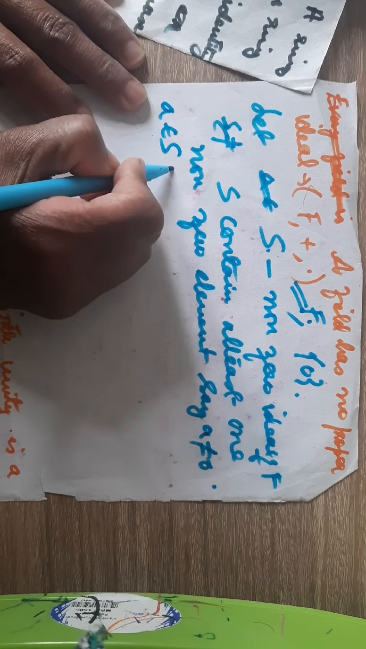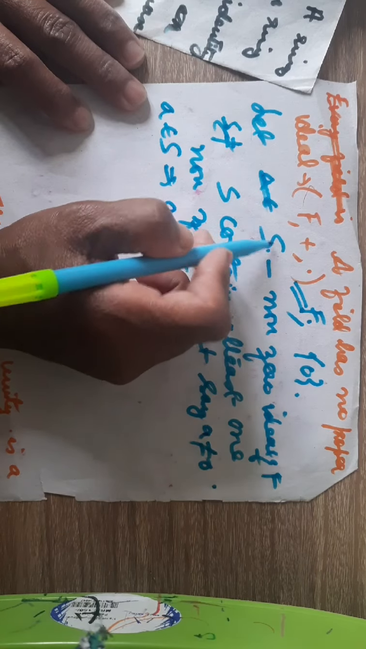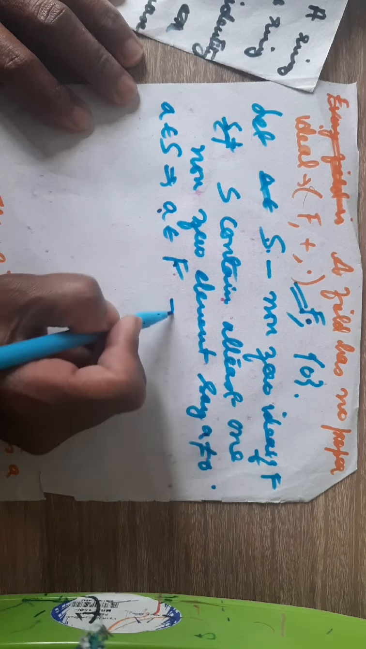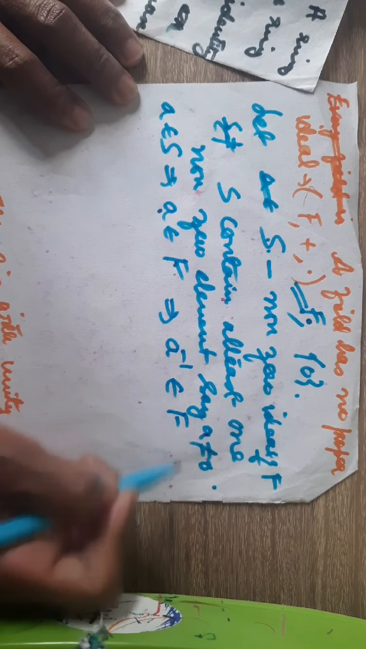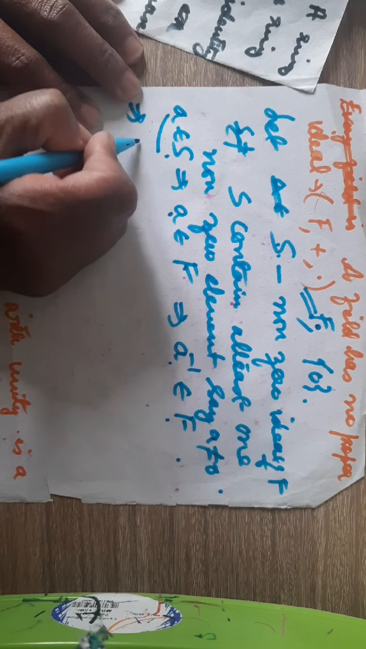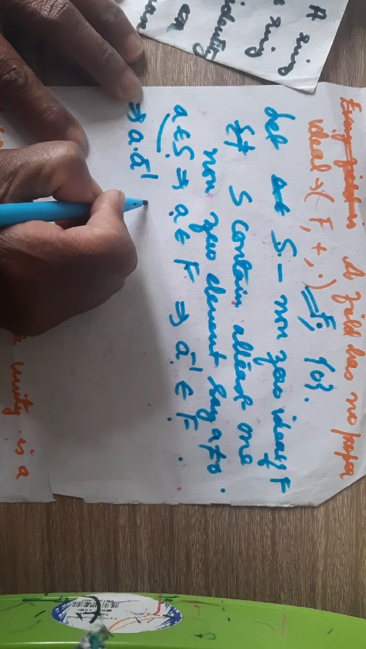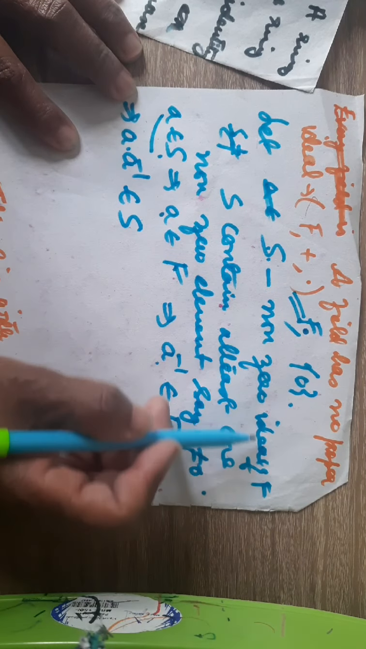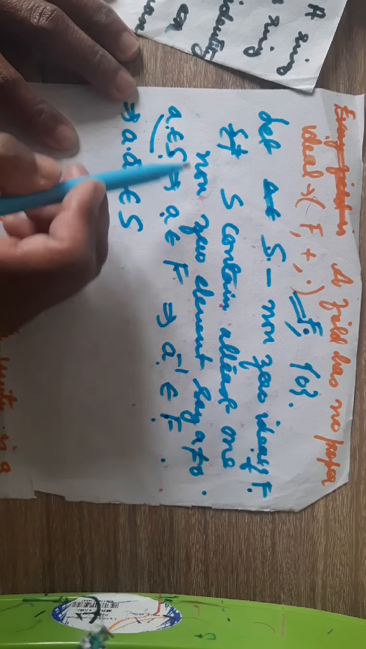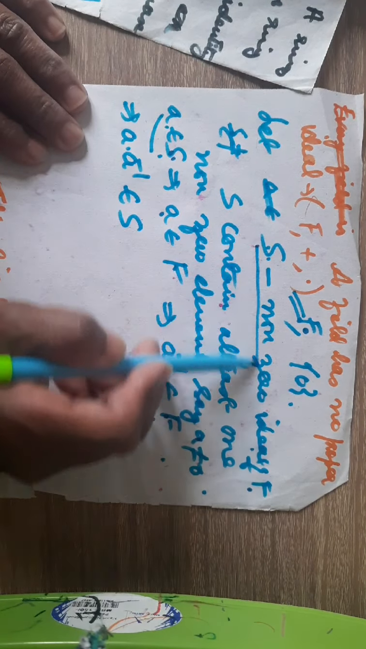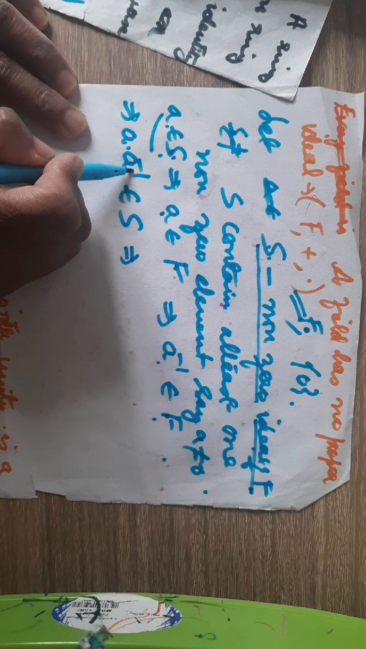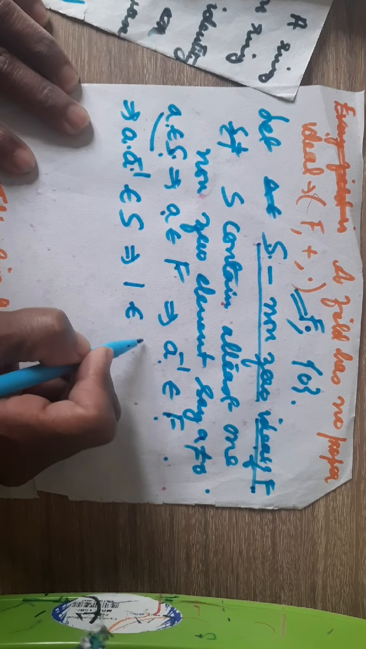Now A belongs to S implies that A belongs to F also, because S is a subset of F. And since F is a field and A is a non-zero element, A inverse also belongs to F. Now A belongs to S and A inverse belongs to F implies that A into A inverse will belong to S. Why is this possible? Because S is an ideal of F. That is, the product of an element in S and an element in F must be in S. So what is A into A inverse? It gives you 1. So 1 belongs to S.